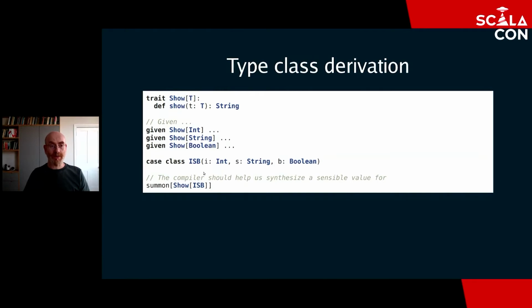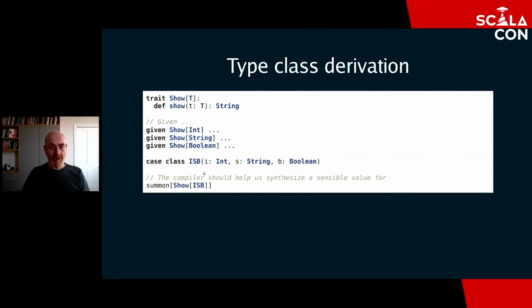Okay, so you can provide instances of this type class for primitive types. I'm not going to show the implementations of these. It's completely trivial. A show for an int is obviously going to turn an int into a string. A show for a string is an identity. A show for a Boolean is, again, a trivial piece of code.